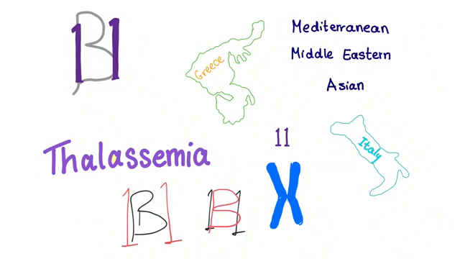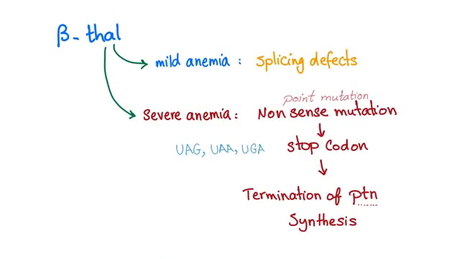Okay, it's common in the Mediterranean, Middle Eastern, and Asian population. Please remember Greece and Italy, beta thalassemia, chromosome 11. Beta thalassemia can be mild or severe.